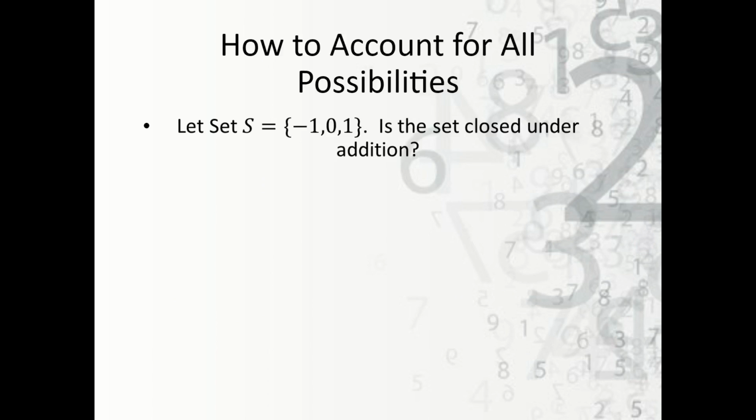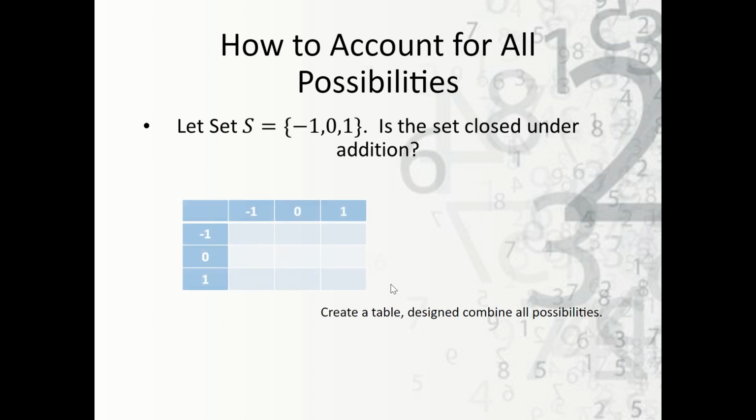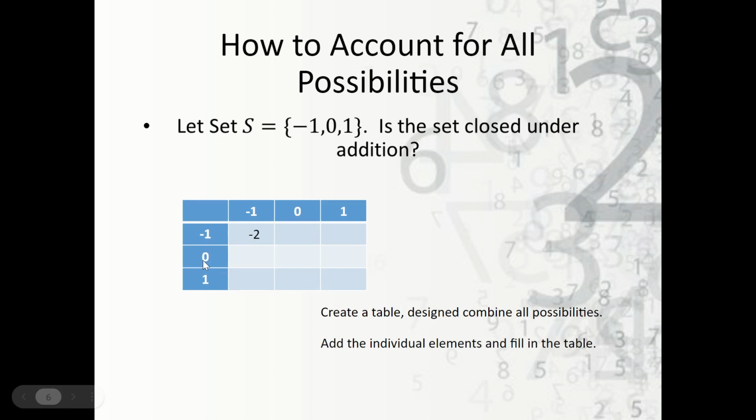So how do we account for all the possibilities? We're going to create a table designed to combine all the possibilities. So we have our table here, and then we're going to add up each of the values. Here we have -1 plus -1, which is -2. Then -1 plus 0, which is -1. -1 plus 1, which is 0. Then 0 plus -1, which is -1. And 0 plus 0, which is 0. 0 plus 1 is 1. Then 1 plus -1 is 0. 1 plus 0 is 1. And 1 plus 1 is 2.